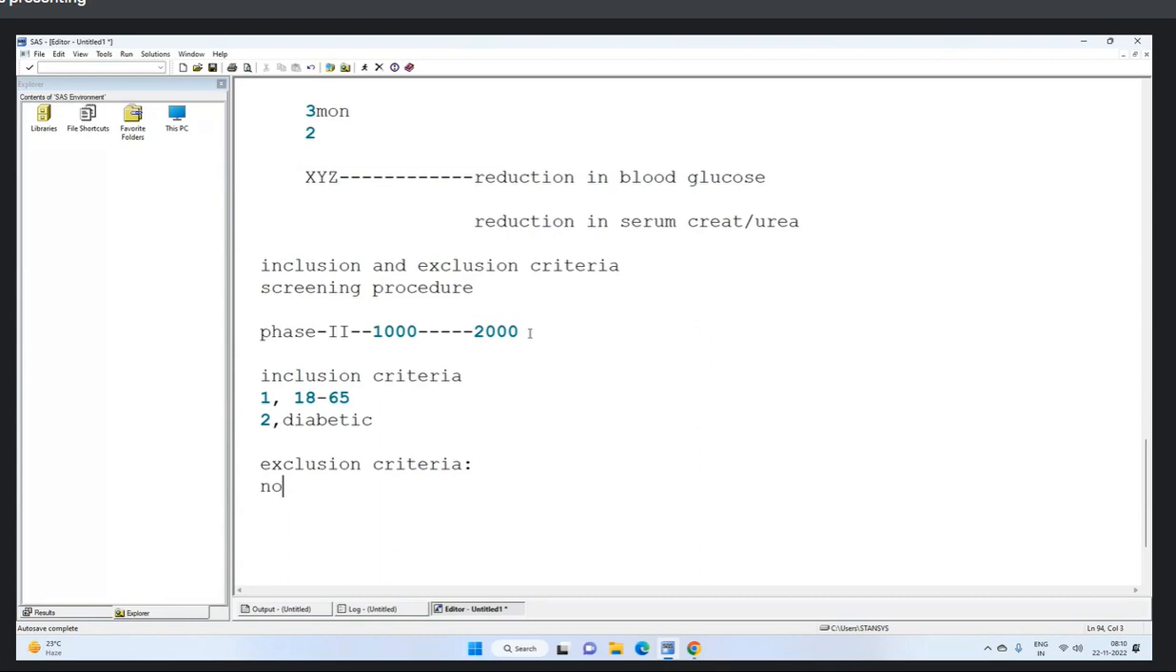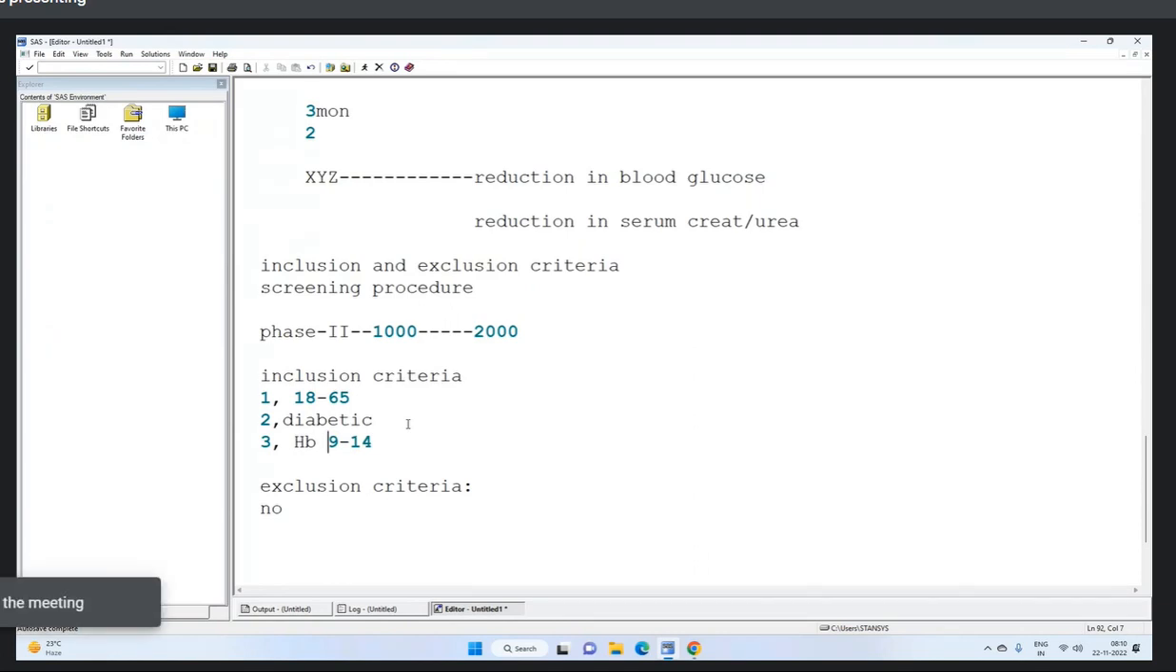Say for example, an inclusion criteria rule: whoever wants to be involved in my clinical trial, that person must have a hemoglobin between 9 to 14 or something. If the hemoglobin, the HB count, is between 9 to 14, I will take only that person. Now I'm going to measure the hemoglobin level, and based on that, I'm going to decide whether I should take that person or not into my study.